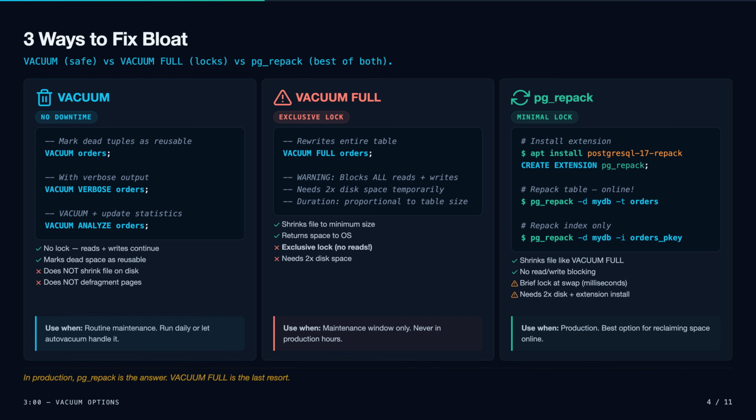3 tools. Different trade-offs. Vacuum. No lock on reads or writes. Marks dead space for reuse. Does not shrink the file. Fast. Run it frequently. Autovacuum does this automatically.